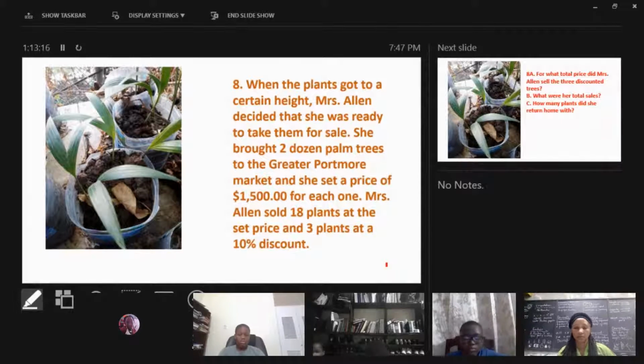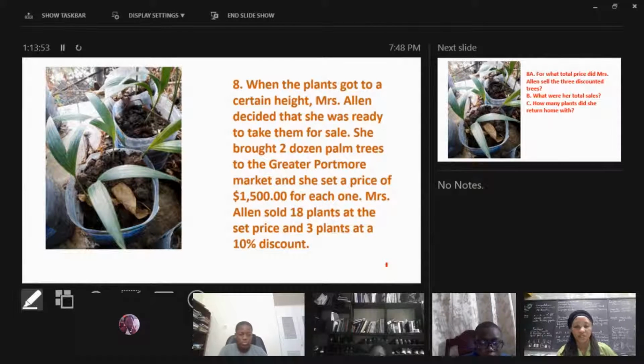Mrs. Allen sold 18 plants at the set price and 3 plants at 10% discount. Number 8. When the plants got to a certain height, Mrs. Allen decided that she was ready to take them for sale. She brought 2 dozen palm trees to Greater Portmore Market, and she set a price of $1,500 for each one. Mrs. Allen sold 18 plants at the set price and 3 plants at 10% discount.